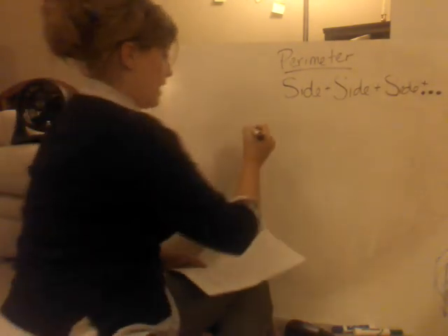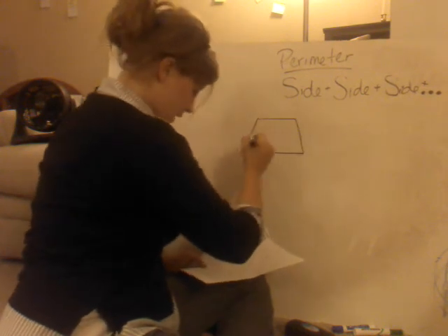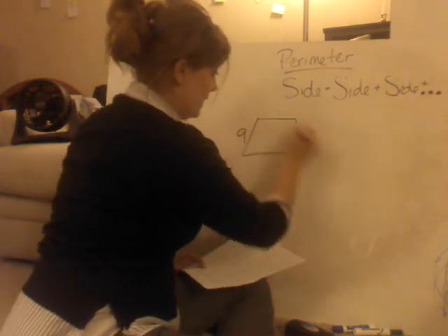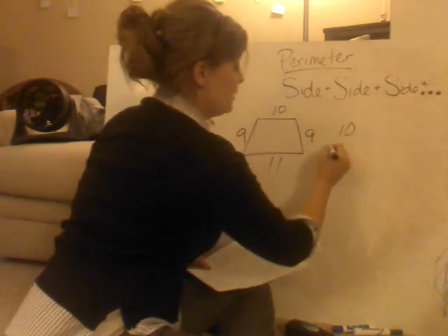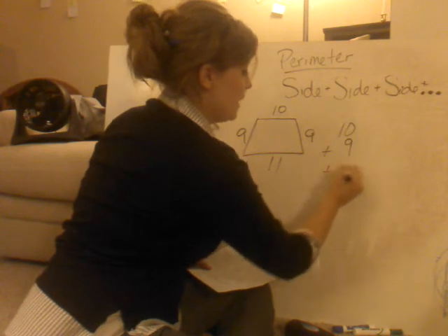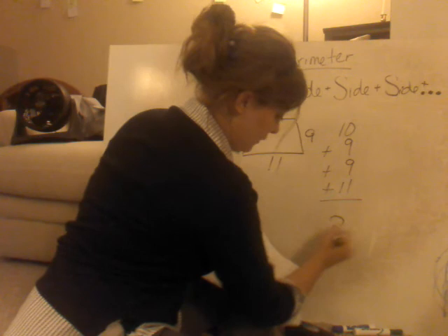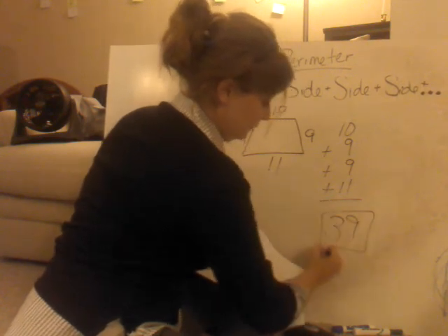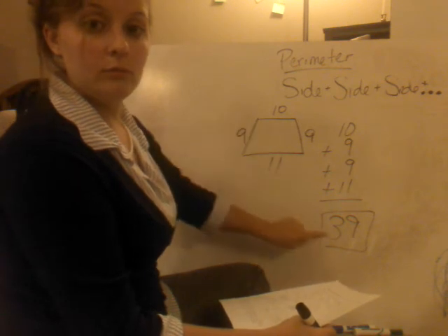Next up, we have another trapezoid. And we have 9 and 9, 10 and 11. 10 plus 9 plus 9 plus 11, and I get 39. Perimeter, trapezoid, 39.